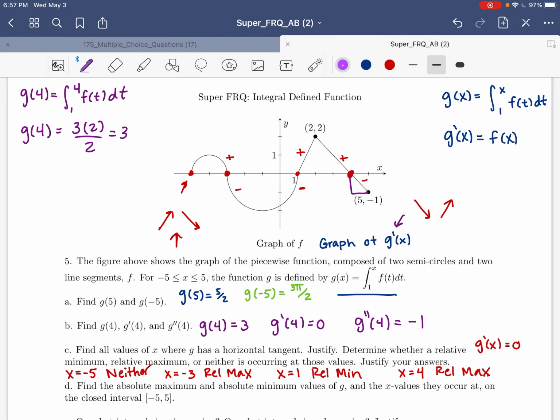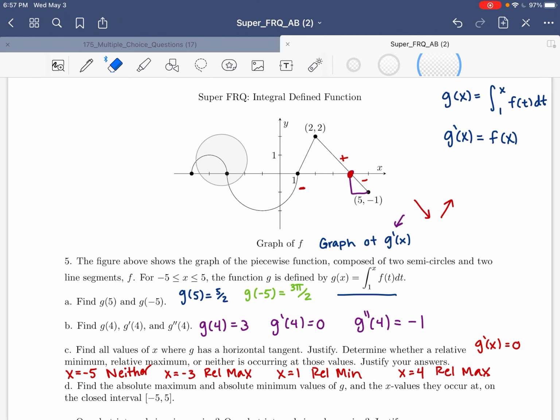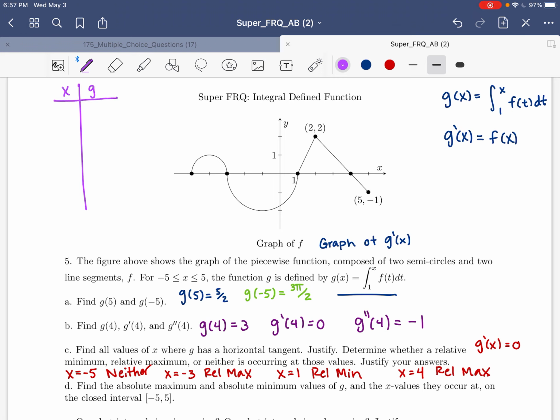Okay, D wants us to find the absolute max and min. So let me make space over here. We should have this chart here: x, g of x, and then we need our endpoints and all of those points we just defined. So it says we're going to find both, so let's just put -5, -3, 1, 4, and then our other endpoint of 5.